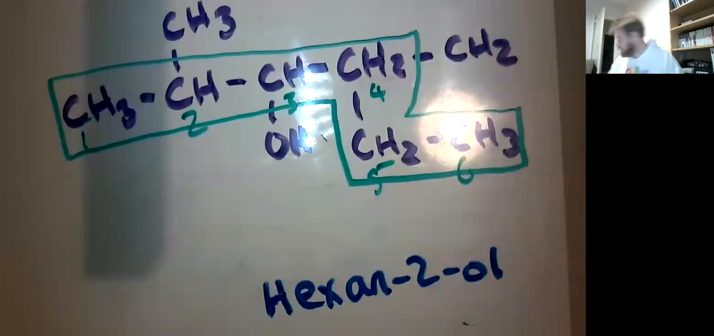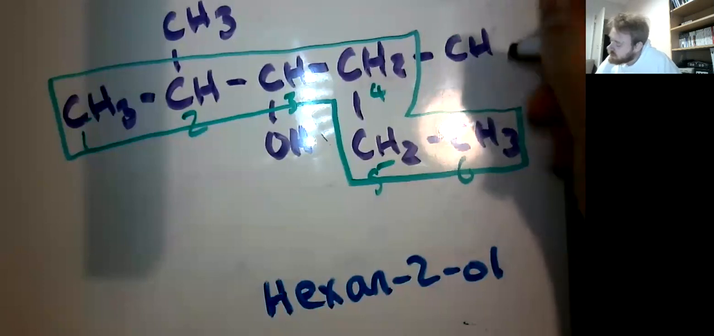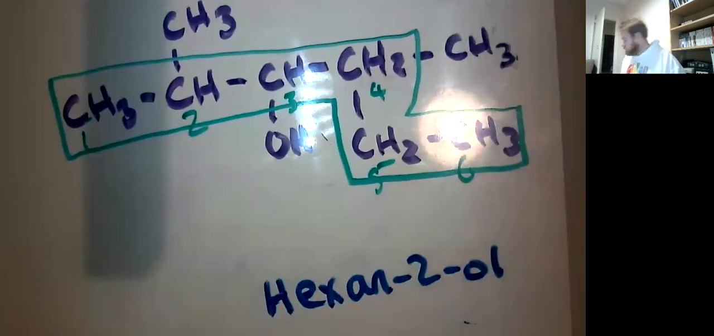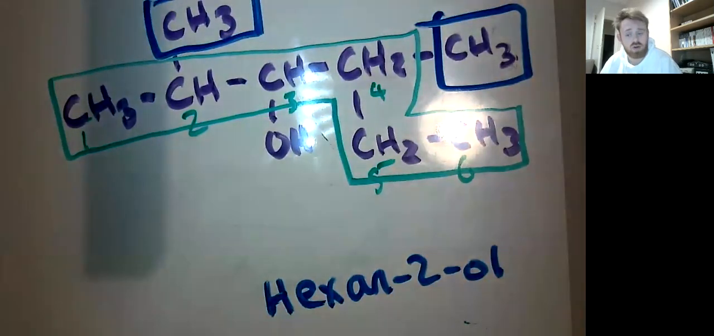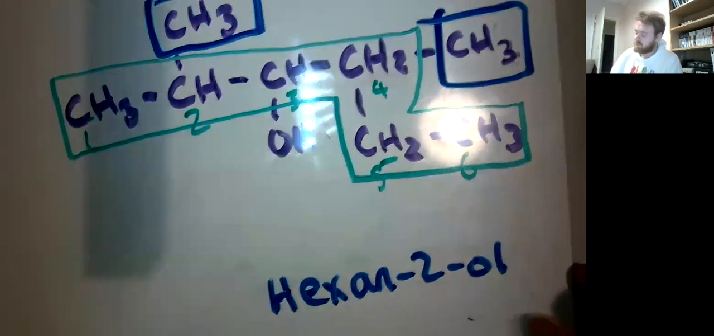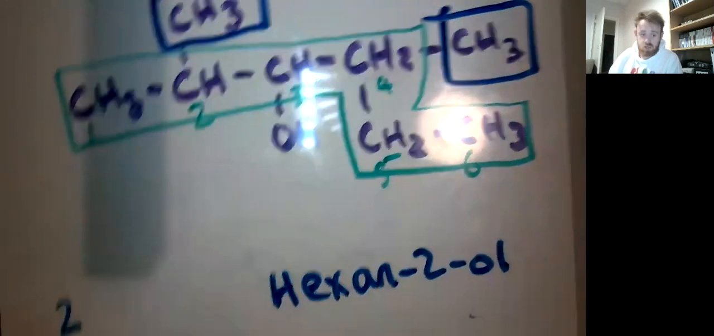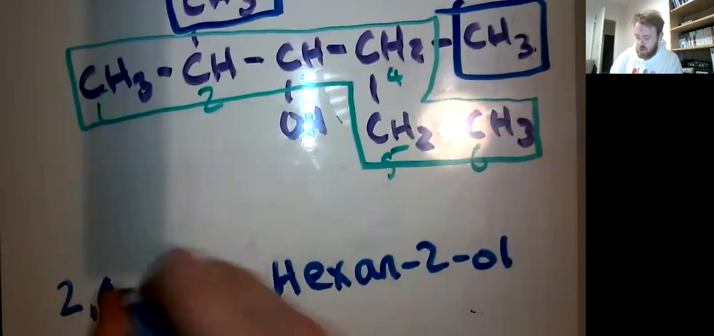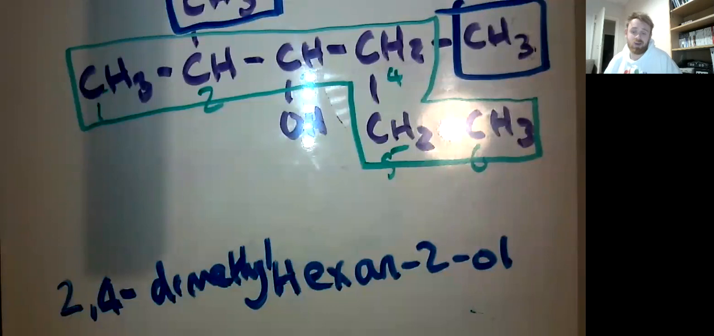Then we need to just name the branches. Anyone who didn't point out or scream at the screen that should have been a 3, be ashamed. The branches are here and here. There are 2 of them. They are both methyl groups because they have 1 carbon in them. There is 1 on carbon 2 and 1 on carbon 4. So that's 2,4-dimethyl, because there's 2 of them. Ooh, run out of space. 2,4-dimethylhexan-3-ol. Okay, simple as that.